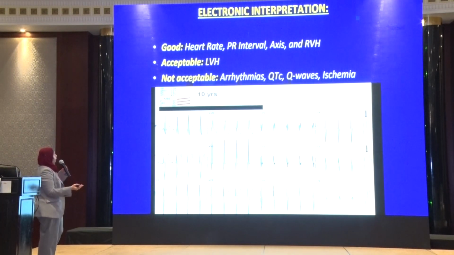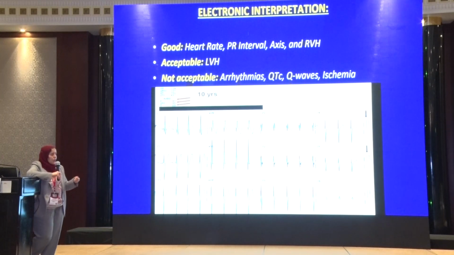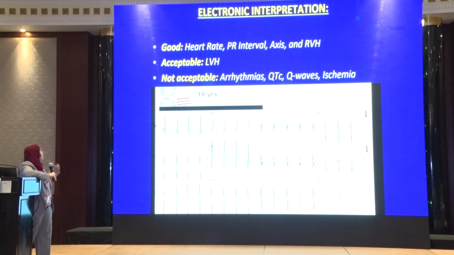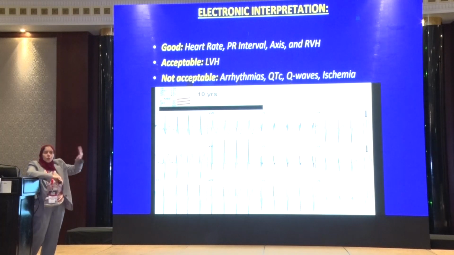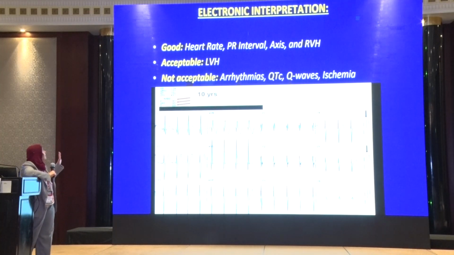Okay, so usually the first thing when you ask the nurse to do an ECG, the nurse will give you the paper. First thing, you have to know that the electrical interpretation that is there, usually we will not rely on it, okay? Because there are many problems. There are things that are correct.